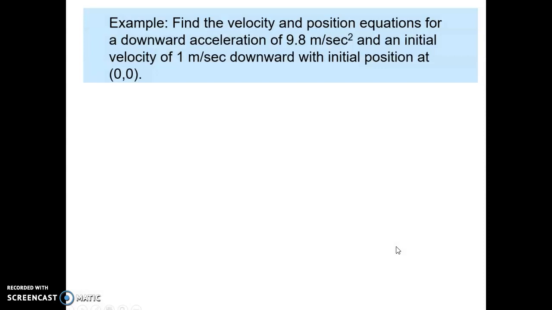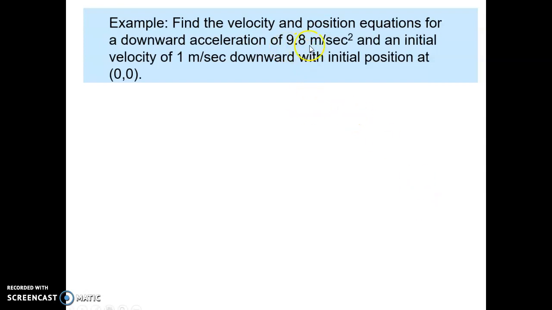So let me give you another example of rectilinear motion here. Find the velocity and the position equations for a downward acceleration of 9.8 meters per second squared and an initial velocity of 1 meter per second downward and an initial position at 0.